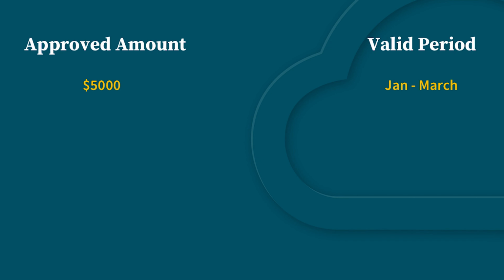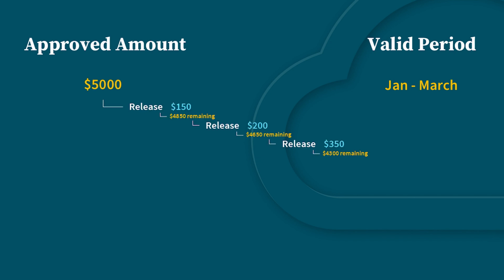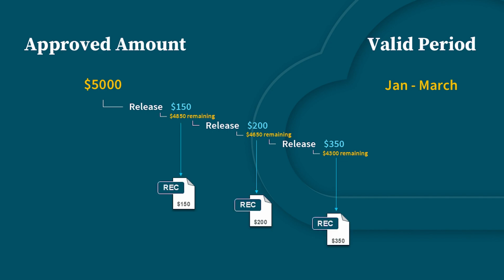Once the Blanket Pro Forma order is approved and active, releases can be made against the balance as needed until either the full amount is consumed or the order reaches its expiration date. A receipt line is automatically generated with each release.